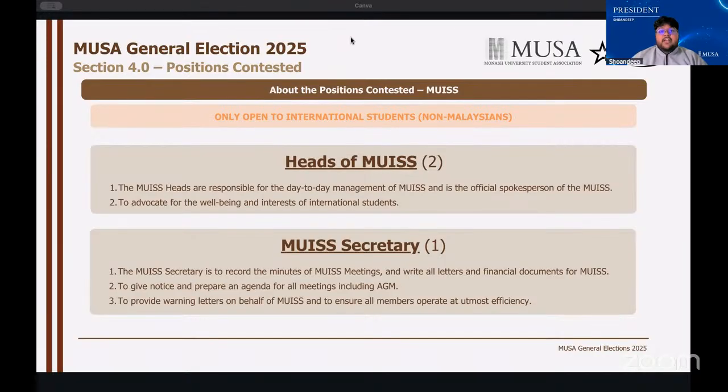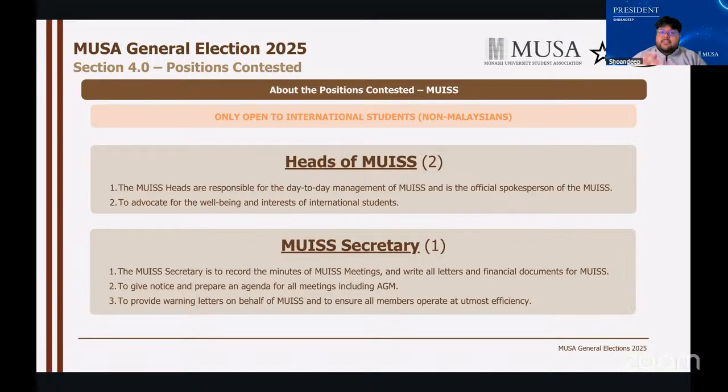When it comes to any information that is needed from the universities to understand or to gauge how the welfare of international students is, that's where our two wonderful heads of MOIS come in, to make sure that everything is in order. Or if there's any issue that needs to be raised, they do their due diligence to make sure it's raised. From there is the MUIS secretary.